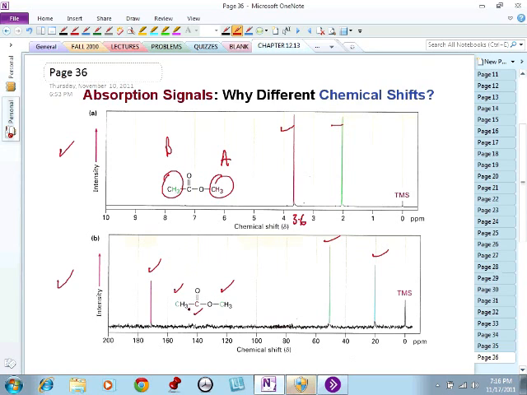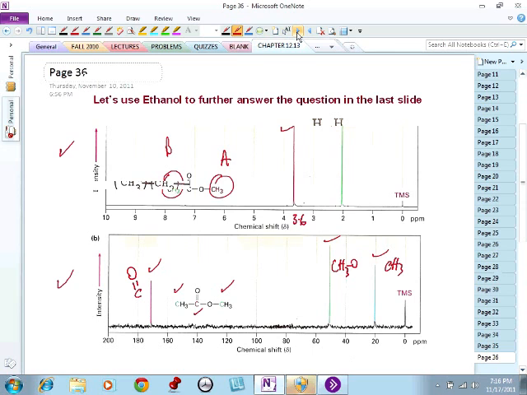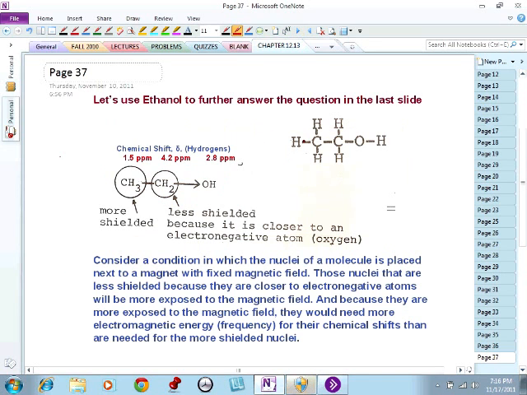The carbonyl carbon is generally in the range of 180 parts per million. So this is the carbonyl carbon, if you're looking at carbon. And then this is the methyl carbon. That is the methyl carbon. And this is the carbon that is attached to oxygen. So the same principle that applies to hydrogen also applies to carbon. Okay, we've gone through all of this already.